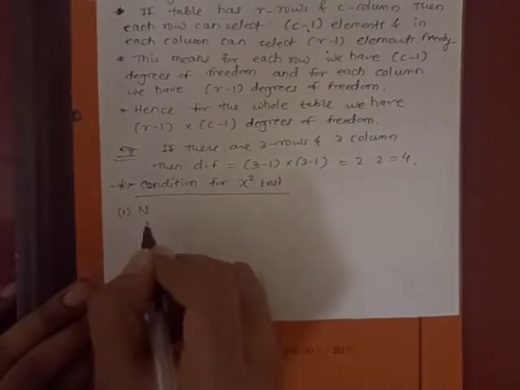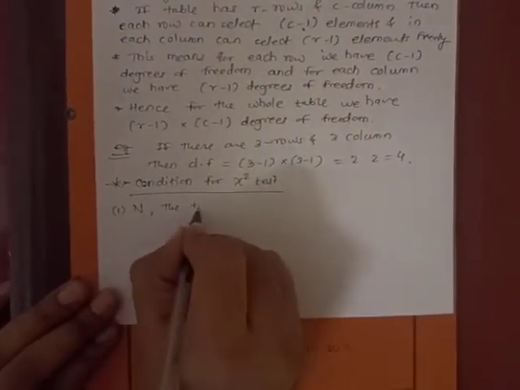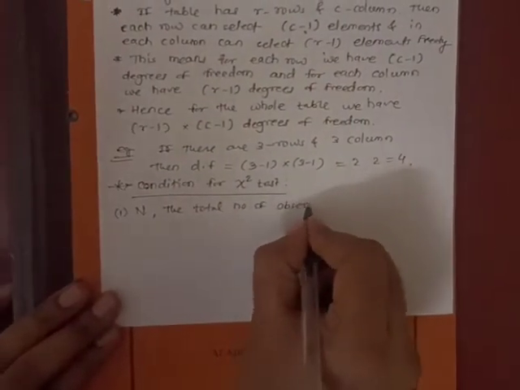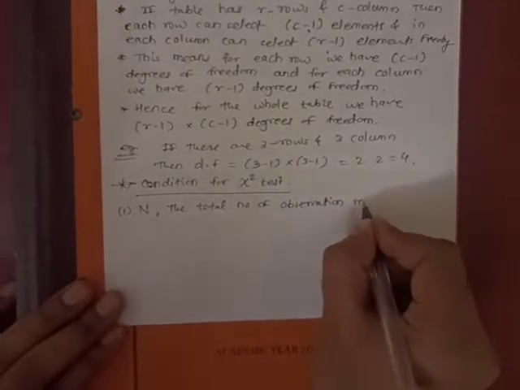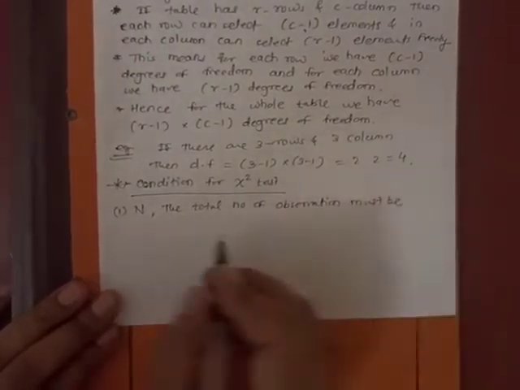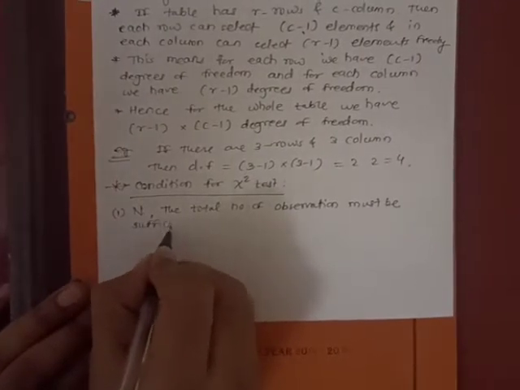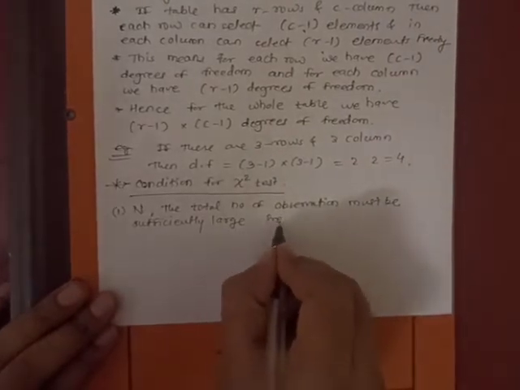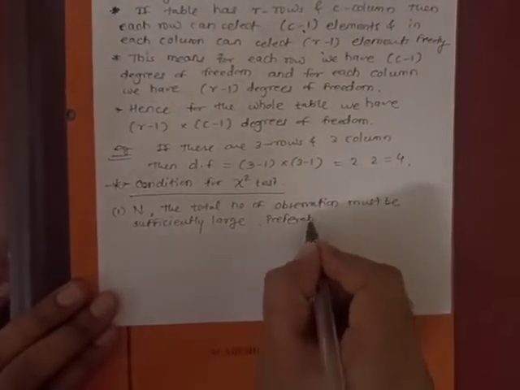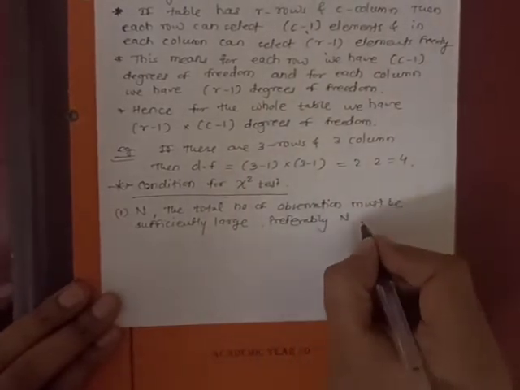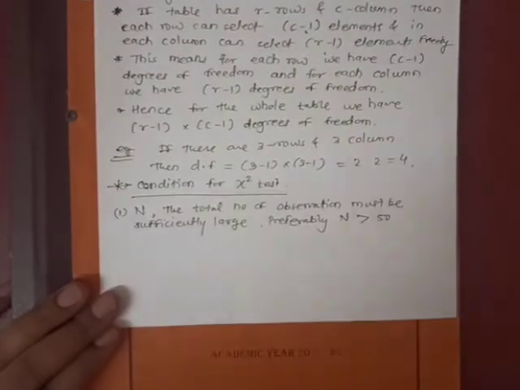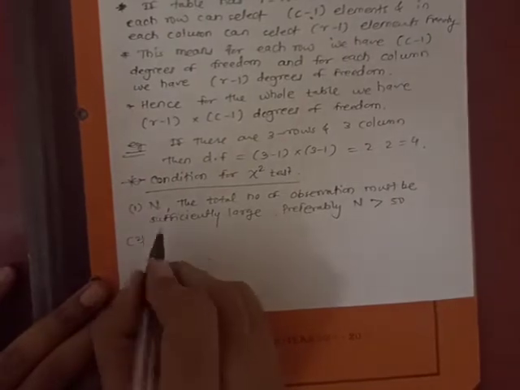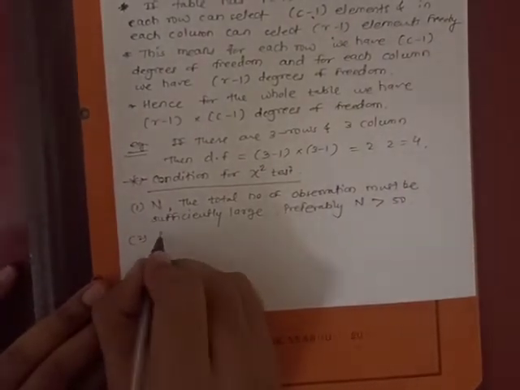First condition is that the capital N, the total number of observations, must be sufficiently large, preferably capital N should be greater than 50. Right? This is the first condition, that the total observation must be sufficiently large. Second condition is that frequency of every cell must be greater than 10.